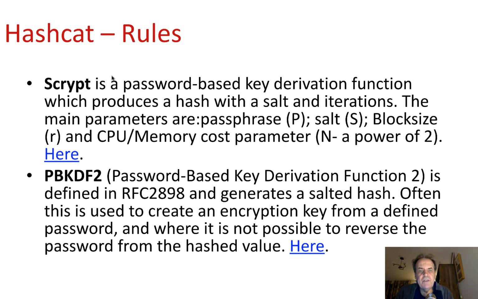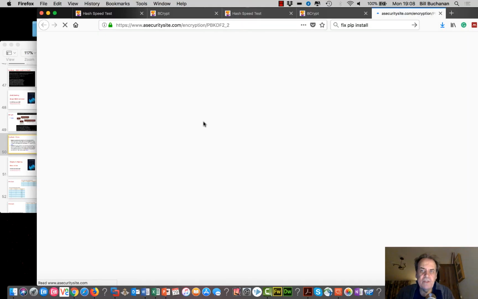Scrypt is an interesting one because it will create a hash with salt. There's a block size, and then there's a CPU memory cost, which will increase the computation by a power of 2 each time. And then finally there's PBKDF2, and for this again we hash for a number of rounds, and this is used inside WPA to create the hashing function to make it difficult to crack the hash.